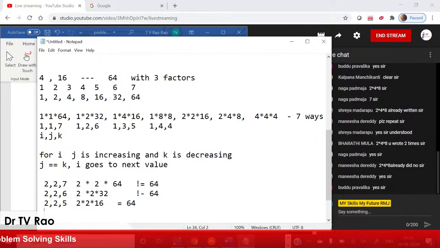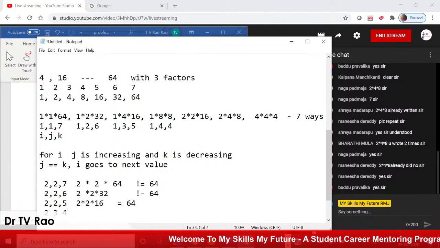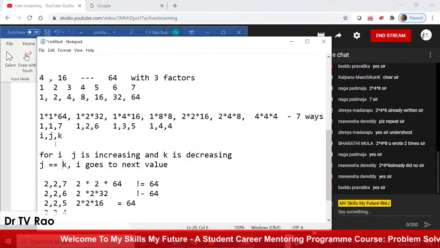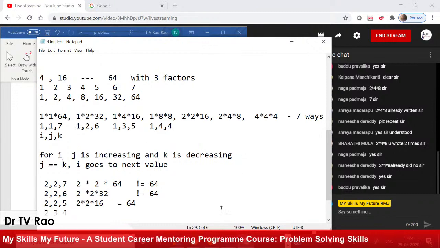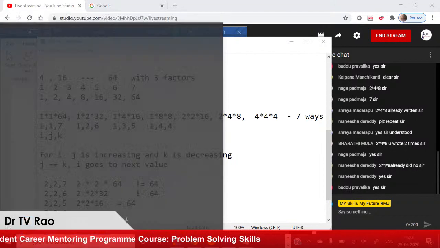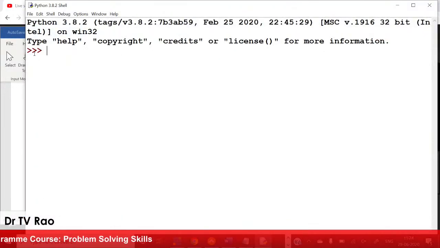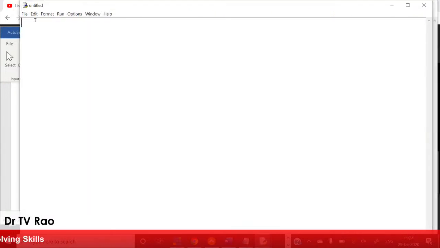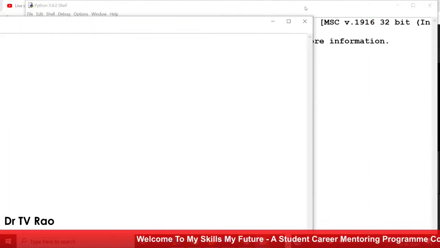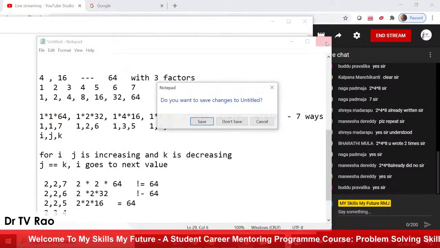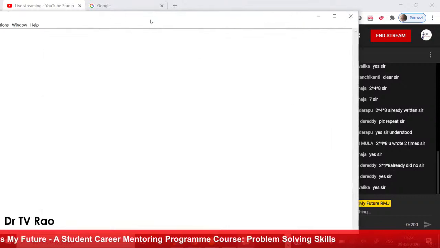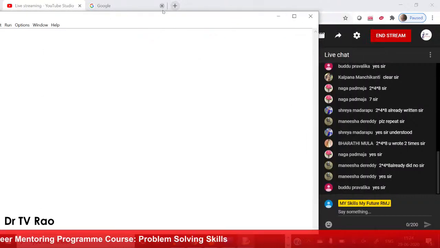Now we will increase j and decrease k. It will continue. Okay, so Pravalika, Manisha, Padmaja, can you tell me what to do? For I, j is increasing and k is decreasing. Now this one problem will lead to several similar problems. Solving this, we can solve several problems. One single problem will lead to solutions of several problems.